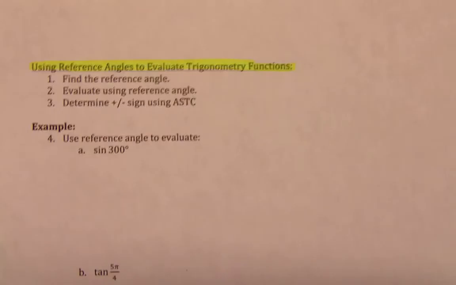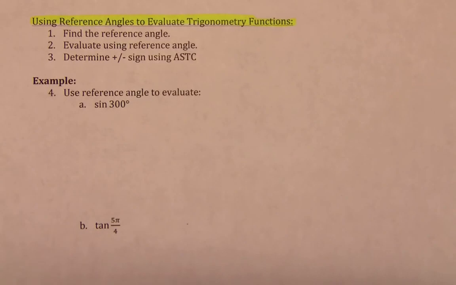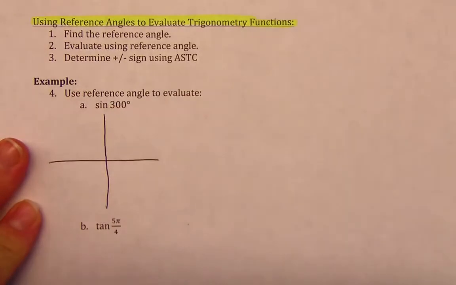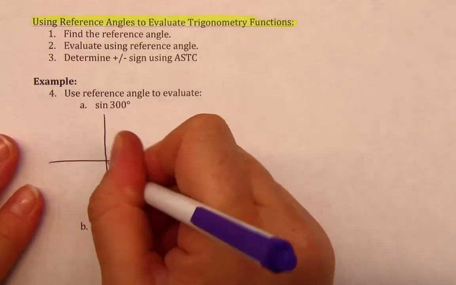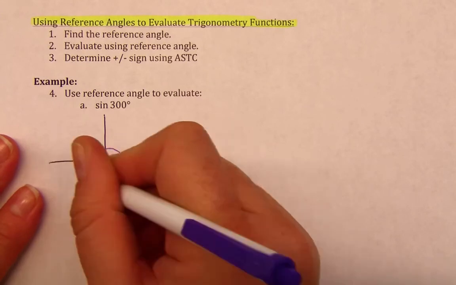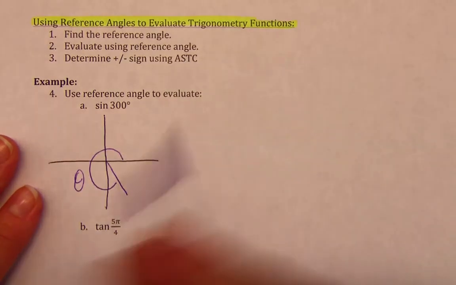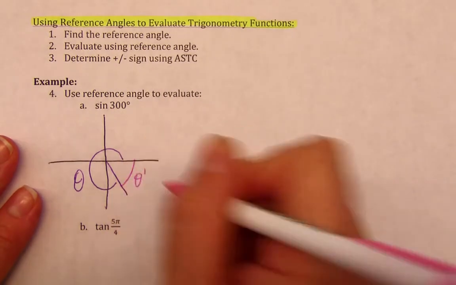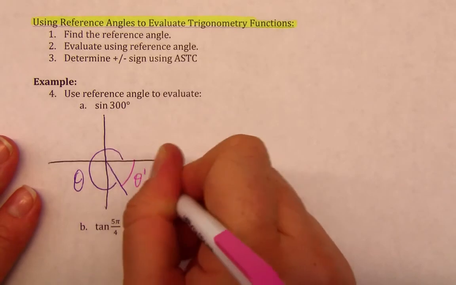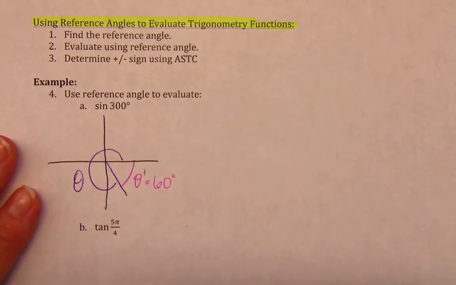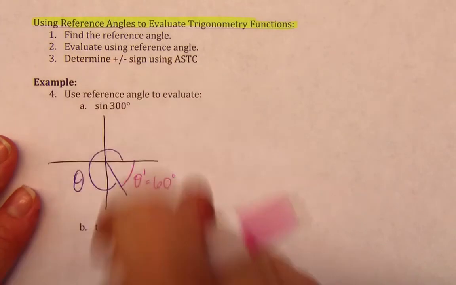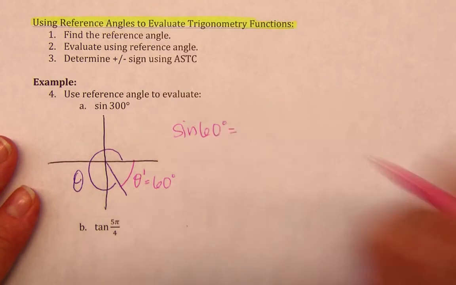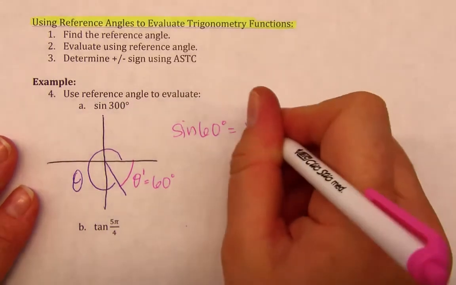So actually using reference angles to evaluate trig functions now. Let's go through a couple of these examples. So first we have sine of 300, and we're going to graph that angle here. 300 degrees is about right here. So this is theta. So first we want to find our reference angle. Well, if this is 300, theta prime is going to be 60. And the second thing is evaluate using the reference angle. So sine of 60 is root 3 over 2.